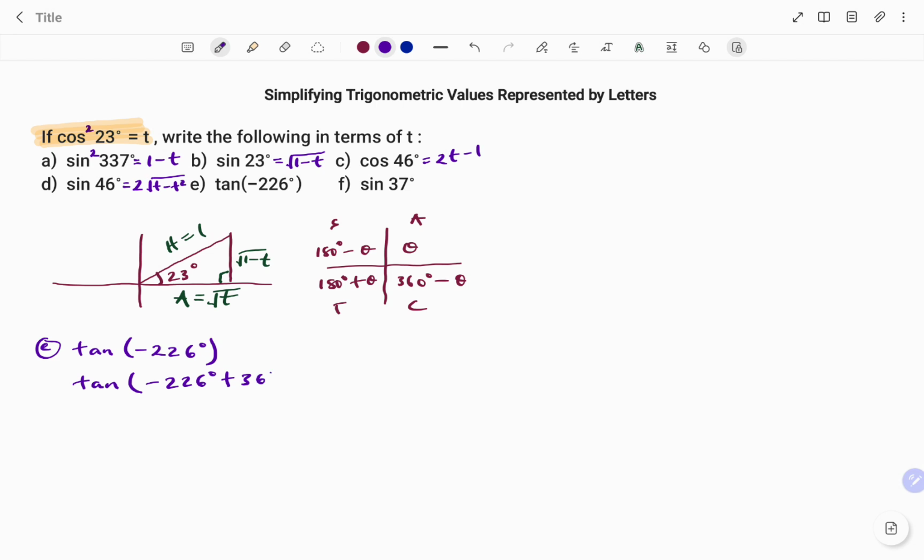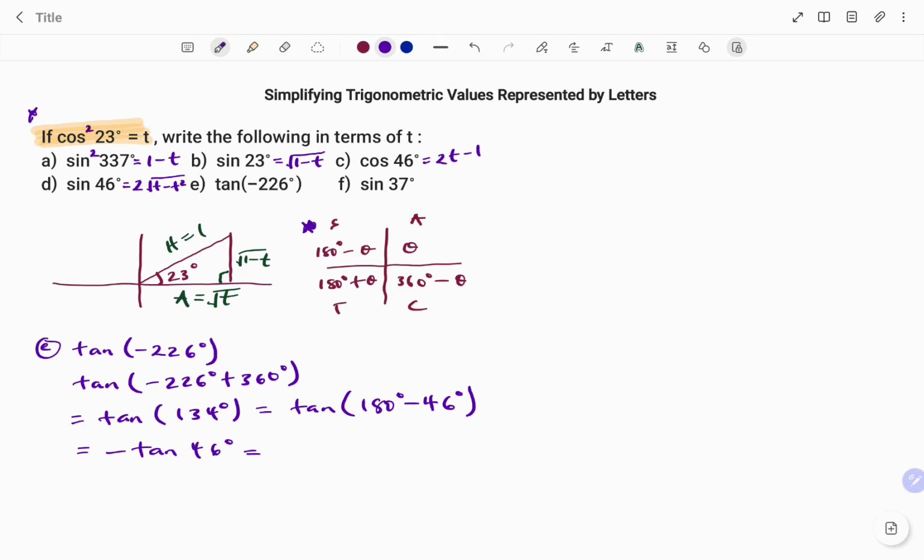I'm going to add 360. So that will give me 134 degrees. And that's in the second quadrant. Note that in the second quadrant, the value of tan is negative. And for the breakdown, I'm going to use 180 minus theta. So that's equal to tan in bracket 180 degrees minus 46 degrees. Note that the aim is still to work towards my 23 degree angle. So writing that, because tan is negative in the second quadrant, that's negative tan 46 degrees.